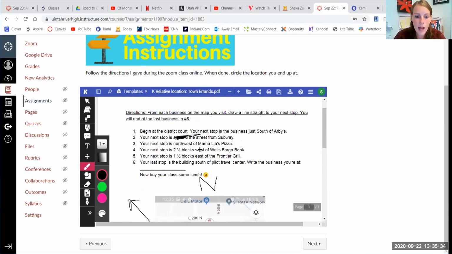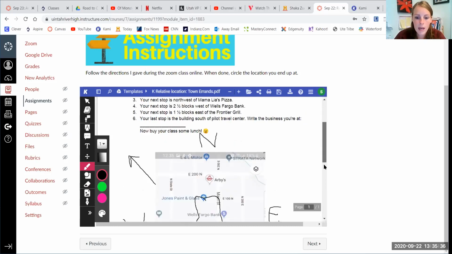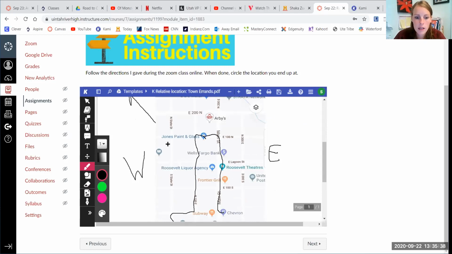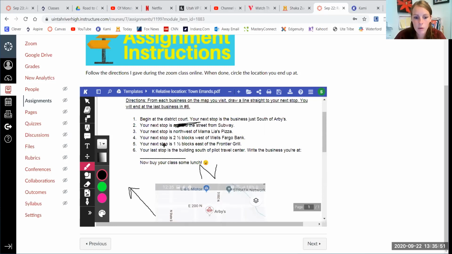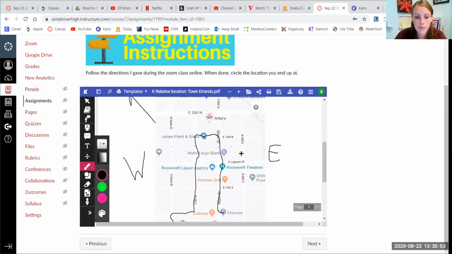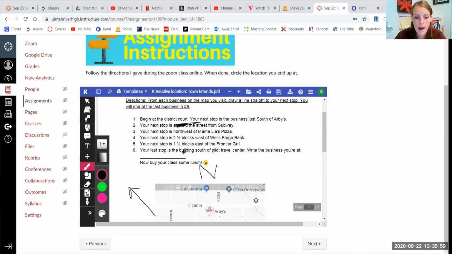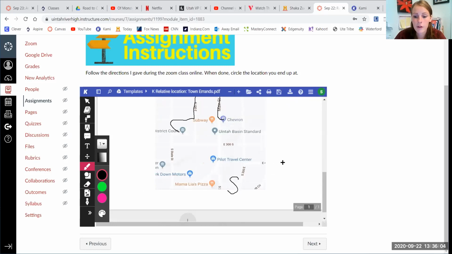Your next stop is 2.5 blocks. Remember when I said each line was a block? So if we start right here, 2.5 blocks: here's 1 block, 2 blocks, half a block. Okay, that's 2.5 blocks. And the same thing with this one, 1.5 blocks east. If you start right here, 1 block, half a block. And that's it for how to do this assignment.